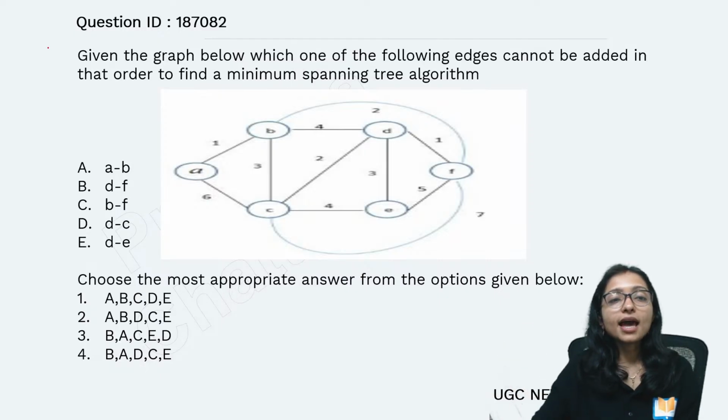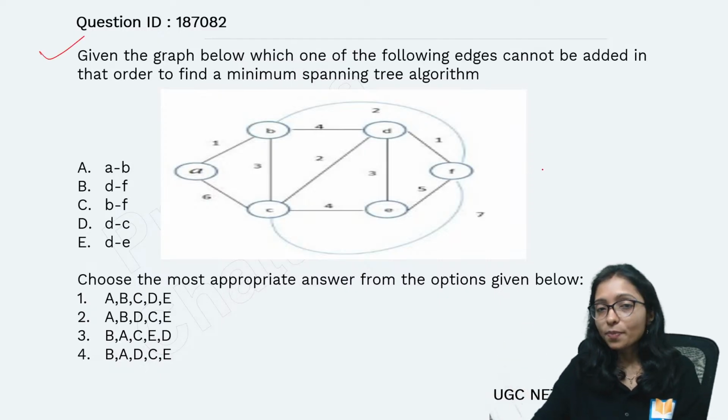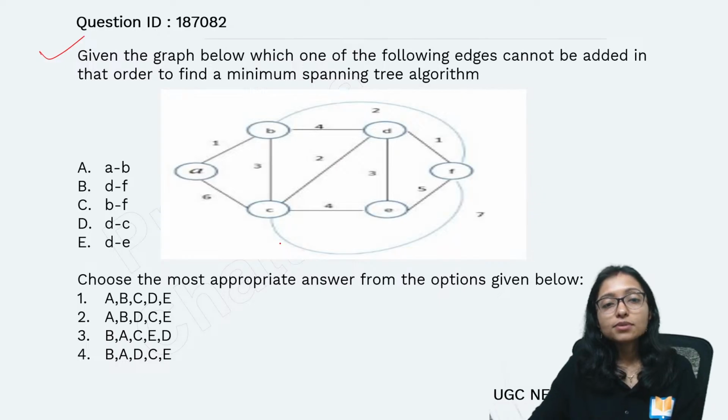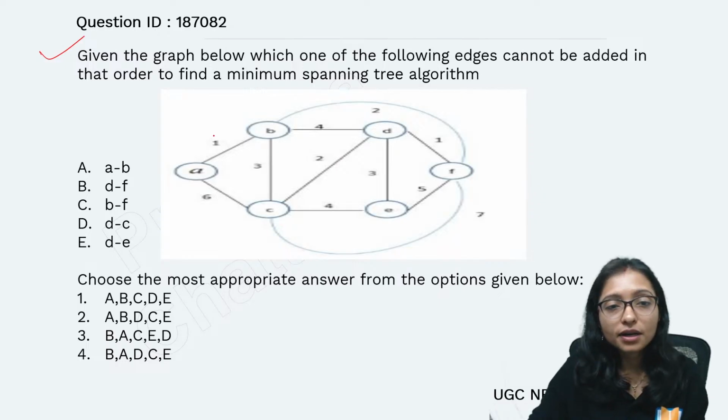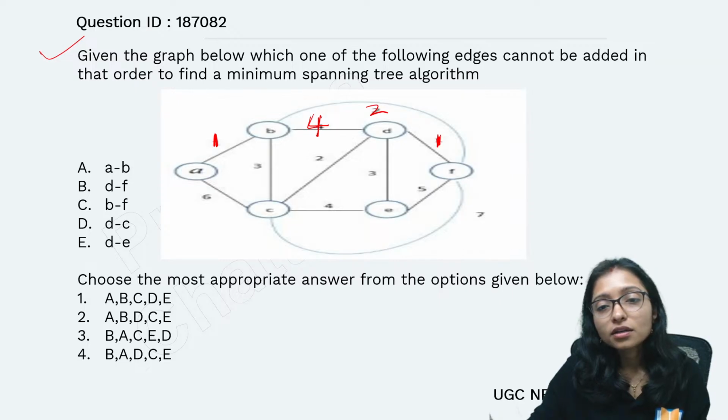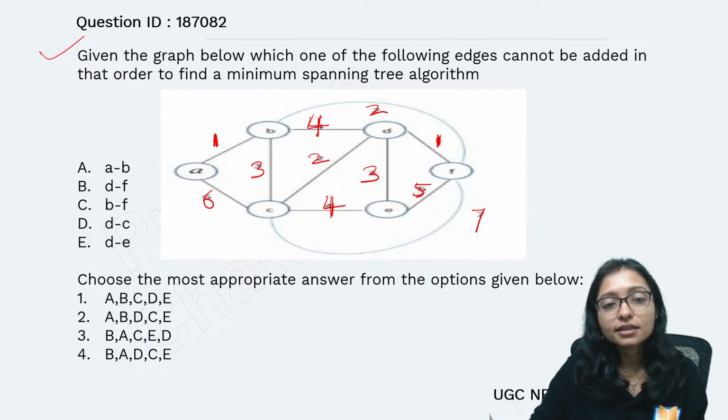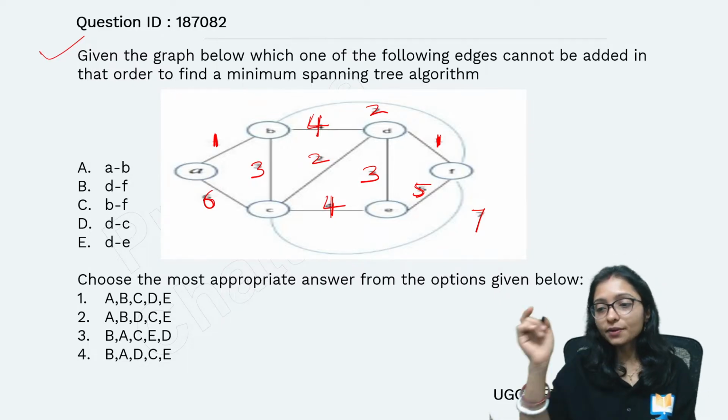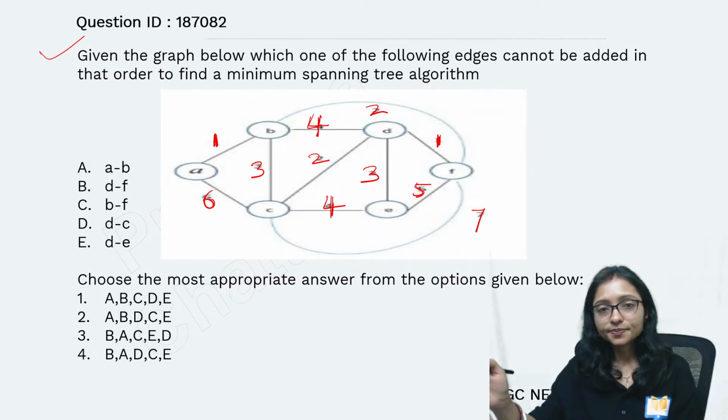Here you can see another question on spanning tree. I am writing it a little bit bigger. This is 1. This is 4. This is 2. This is 1. This is 7. This one is 5. This is 3. This is 4. 2. 3 and 6. Can you tell me which one is the correct answer?